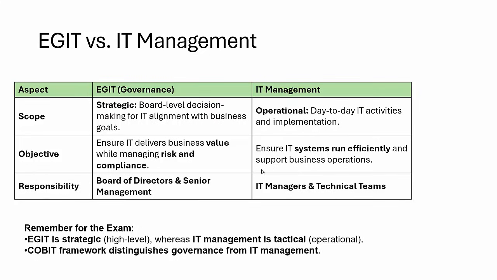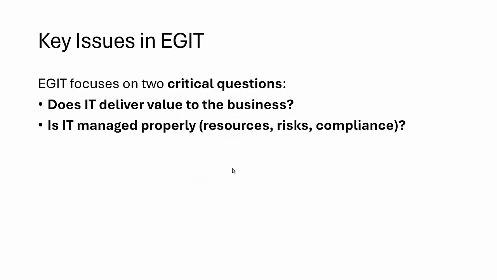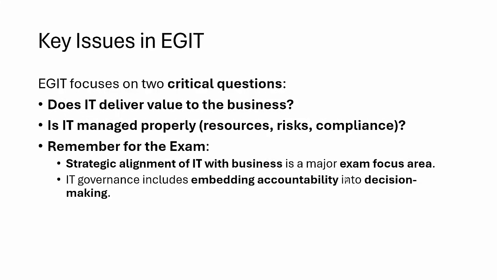Now, one thing we need to understand is that EGIT is focused on two critical questions. Does IT deliver value to the business? Or is IT managed properly? Like, have the resources been managed properly, is risk managed properly, compliance and all that. So remember that the ultimate goal of enterprise governance of IT is strategic alignment of IT with the business. And that's why IT governance includes embedding accountability into the decision-making process. How? Whenever any kind of decision or initiative happens, we do the risk assessment. So that's how it basically plays an important role.